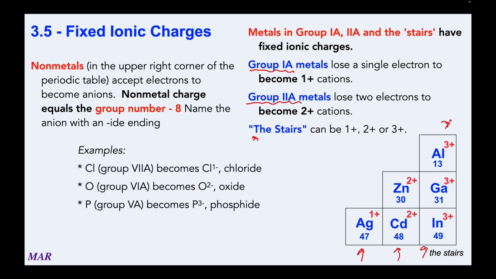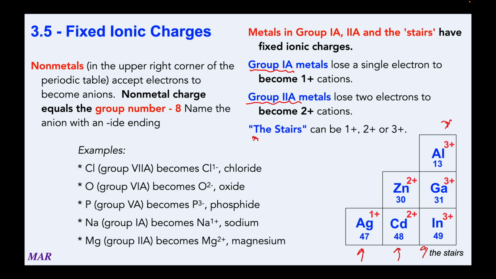So chlorine in group 7A becomes 7 - 8 = -1, and it becomes chloride. Oxygen in group 6A becomes oxide, O2-. Phosphorus becomes P3-, phosphide, etc., etc. The main group metals: sodium, +1. Magnesium becomes magnesium, +2. And again, the hip chemist will always know that magnesium is +2 and phosphide is -3 when they're coming together to make bonds. These are the fixed ionic charge metals and nonmetals.